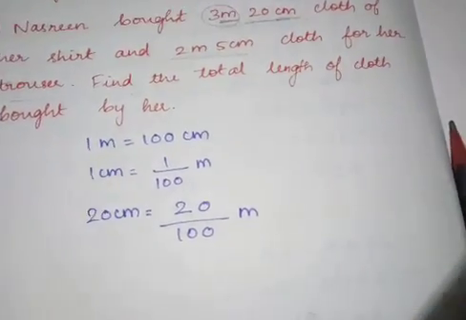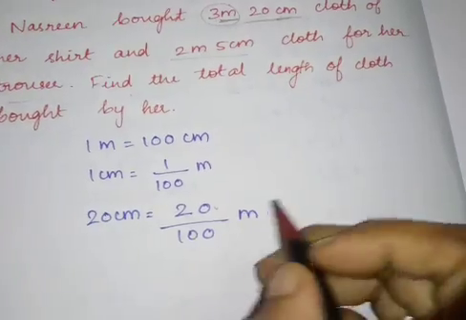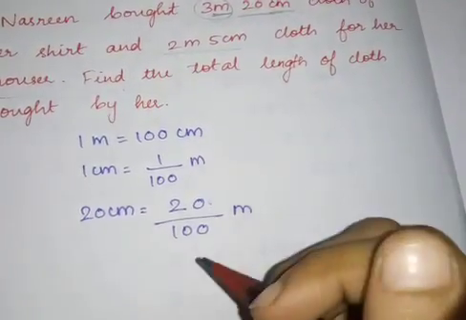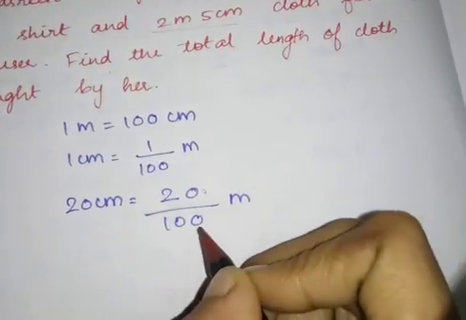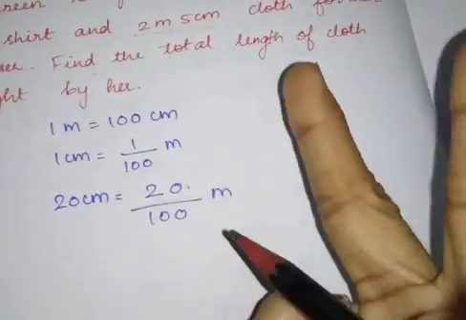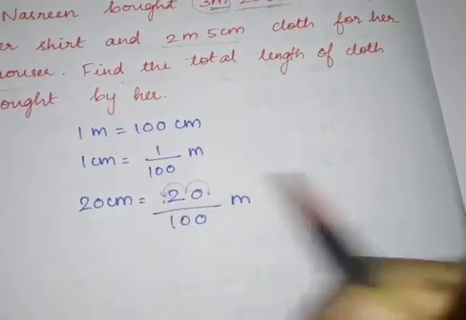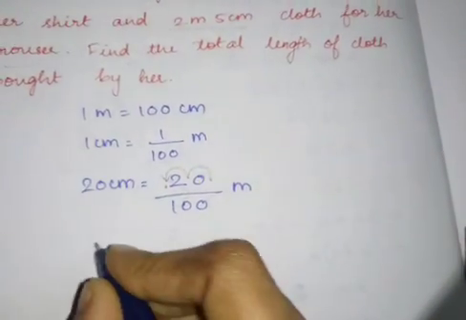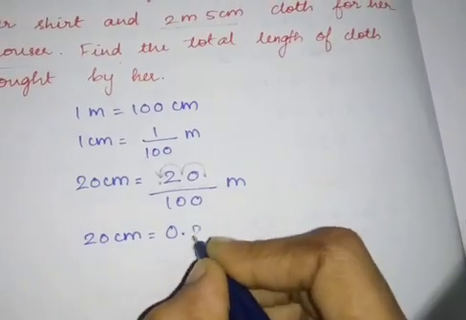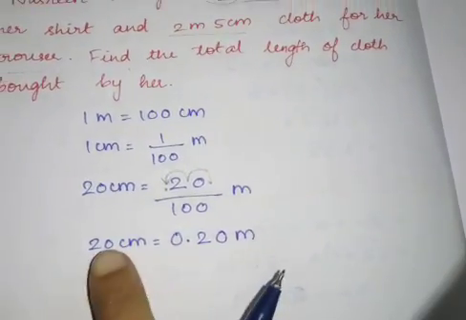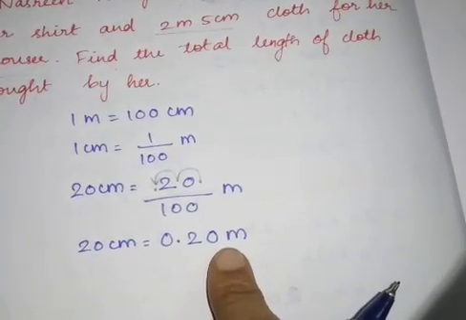So how many decimal places are you supposed to shift, children? Your decimal point is here. When it comes to division, you should shift towards the left side. How many digits do you have to shift? You have to shift 2 digits, 1, 2, and it will come here. So 20 centimeter is nothing but 0.20 meter. I have converted 20 centimeter to 0.20 meter.